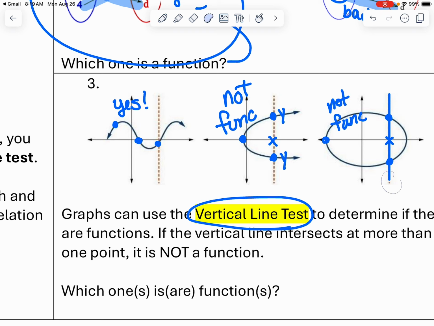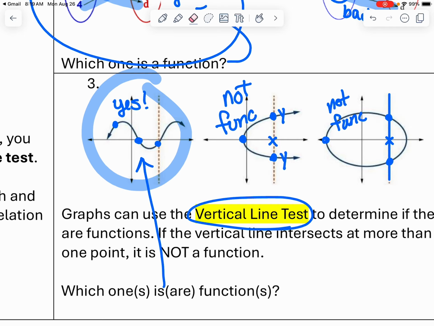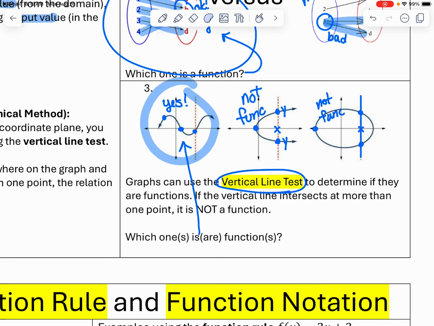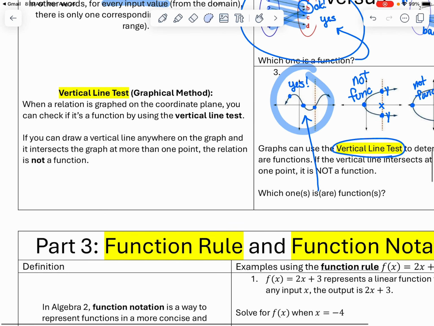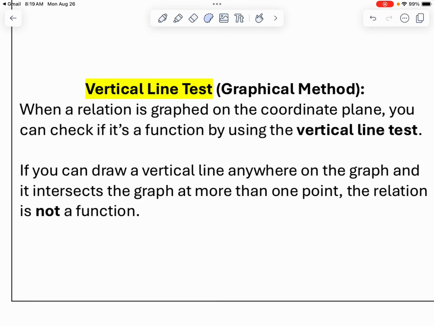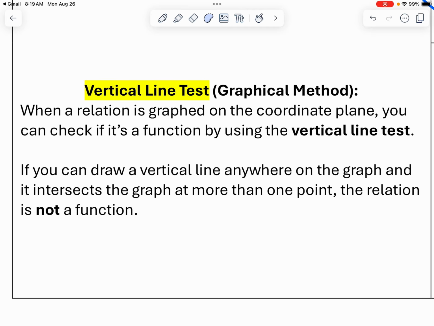It's not a function. All right, so I said which ones are functions? Just that one. This one's the only one that's a function. I love the vertical line test. It's such a good visual. I think I did an okay job explaining it, but especially for those of you who are my readers, there's your technical definition.